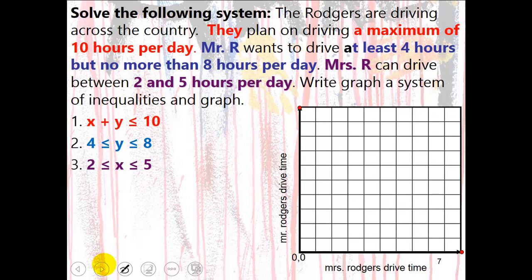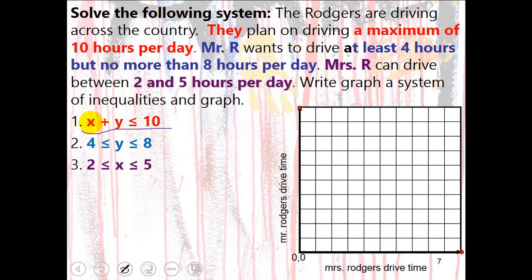Right? We can wrap these around contextual expressions. Solve the following system. The Rogers are driving across the country. They, both of them together, plan on driving a maximum of 10 hours per day. So whatever Mr. Rogers drives and Mrs. Rogers drives, that has to be less than or equal to 10. That's how I got this expression right here. X is Mrs., Y is Mr., and I said less than or equal to 10.